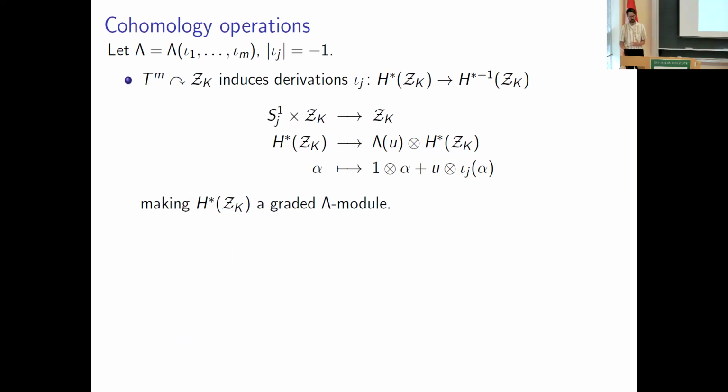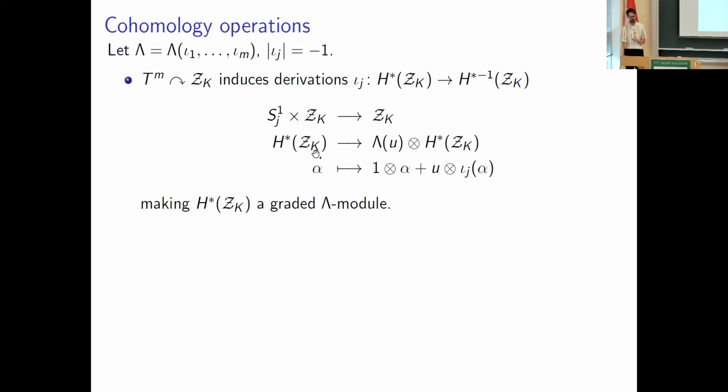This torus action gives the cohomology of Z_K the structure of a module over an exterior algebra. So the exterior algebra is the cohomology of the torus. The way I think of this in a coordinate-wise way is as follows: let Λ be the exterior algebra on generators of degree -1. And then for each j between 1 and m, you can just look at the action of the jth coordinate circle in your torus and look at what that does in cohomology, right?